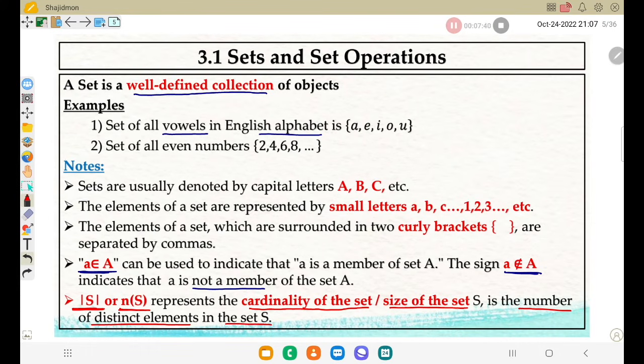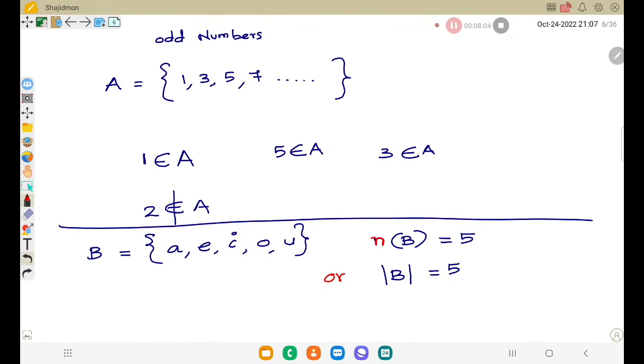So I hope you understood these points: how we represent a set, with capital letters, and inside we write small letters or numbers, and for a set we always use curly brackets. Belongs to A means that number should be inside that set, and doesn't belong to means the number is not in that set. Cardinality, or number of elements of a set, we represent as n of S or n of B, or we can use this symbol also, okay? I hope you understood the first meaning.